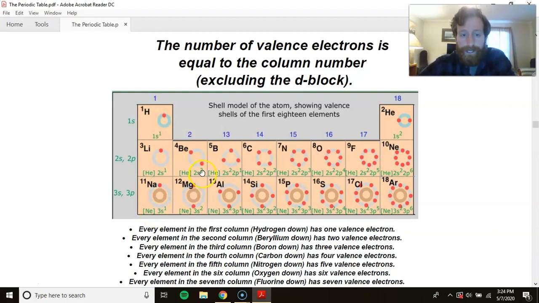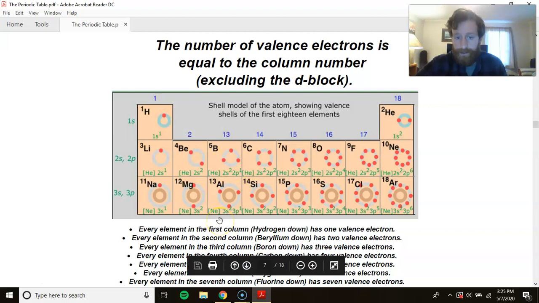Same is true of the second column. They always end in s2, again with the number out in front being the energy level, the row. So if they always end in s2, then we can conclude that an element in the second column always has 2 valence electrons. Same is true of the 13th column, but again, remember we're thinking of it as the third column, ignoring the d block. They always end in s2p1, which means when you add the exponents together, they have 3 valence electrons.